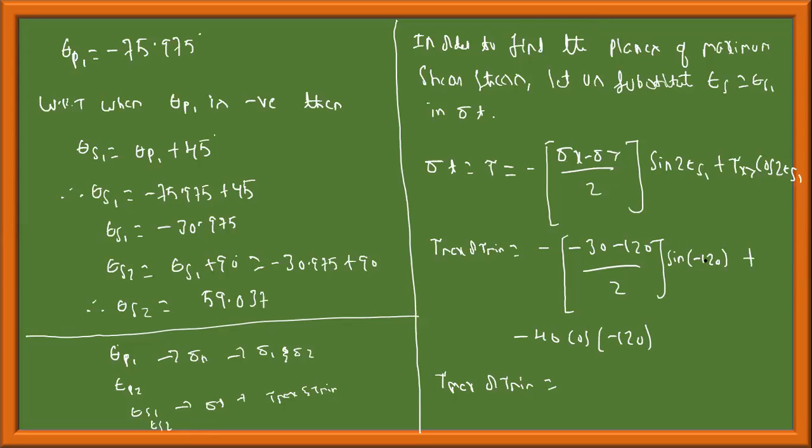Sorry, I made a mistake. I should substitute minus theta s1. This should be theta s1. 2 into theta s1, for the maximum shear planes, is 2 into minus 30.975. Then tau max is 40 cos 2 into minus 30.975. You tell me, tau max or tau min.